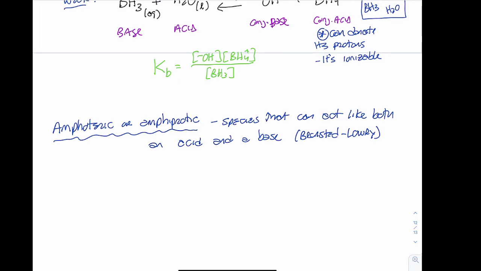So water is one of those examples. Another example we could do, if I wanted to do bicarbonate ions or hydrogen carbonate, right? I could add a proton to that and end up with a conjugate acid, H2CO3. I could remove a proton from it and end up with a conjugate base, carbonate ions. So because I can both add a proton and remove a proton from it, I would say that it's amphoteric or amphiprotic. I do want to look specifically at water.